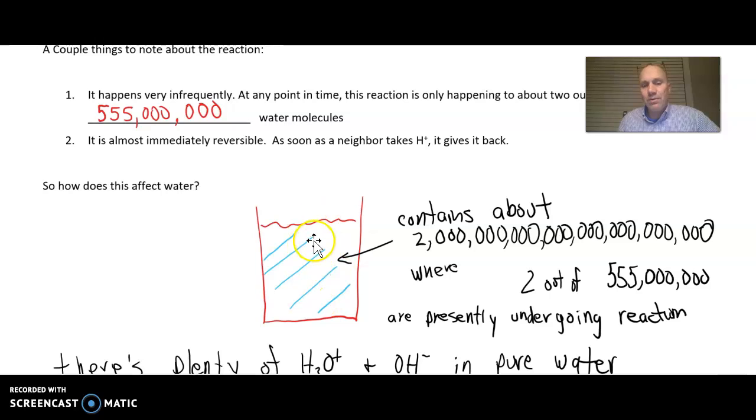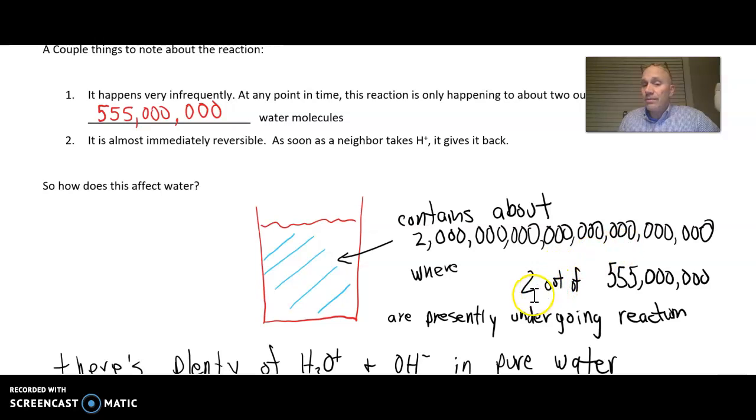If you've got a cup of water, that single cup of water contains about this many water molecules. It's an overwhelmingly large number. That's 2 with 24 zeros after it. I can't even say a number that large. In fact, we would normally represent it with scientific notation.